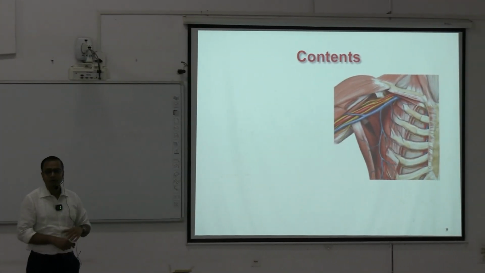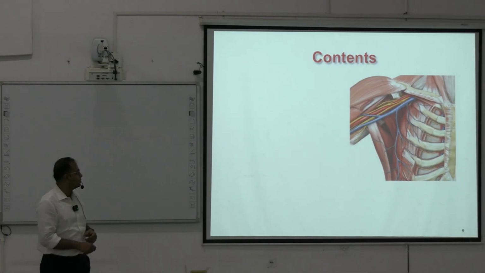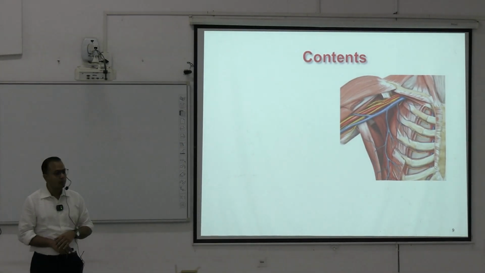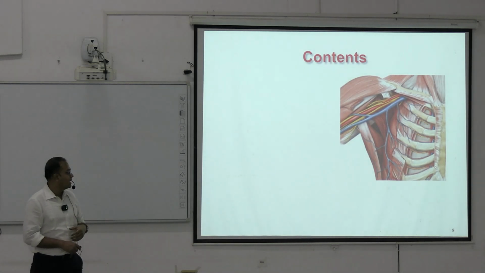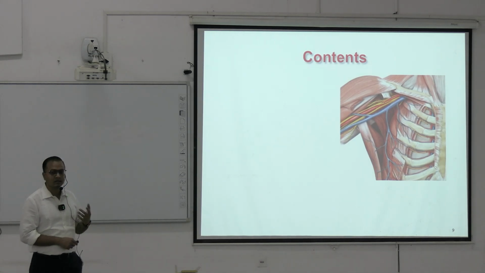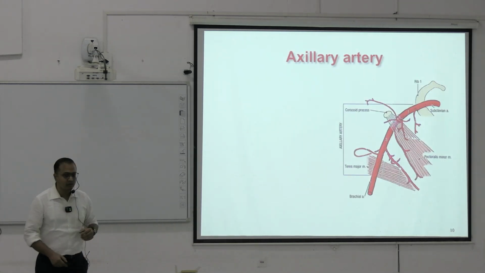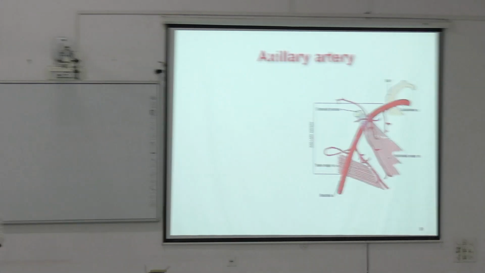Now, whenever you talk about what lives in this space, we have to encounter two structures. We call them the neurovascular bundle. One is the nerve plexus that we are going to talk about today, the brachial plexus, the axillary nerve plexus. Then we have the vein, the axillary vein, and the red one is an artery, which we call the axillary artery. So let us briefly run through the axillary artery first.